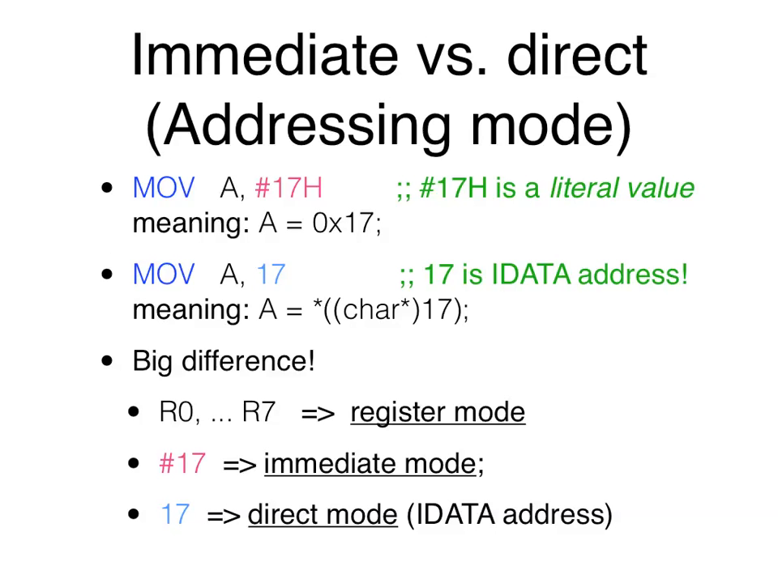Now, there's also what's called register mode, and that allows you to specify like move A comma R1, right, instead of 17. So R1, R2, R3, right? These are registers. Okay, so you see at least three addressing modes here: register mode, immediate mode, and direct mode. And we'll see direct mode over and over again.